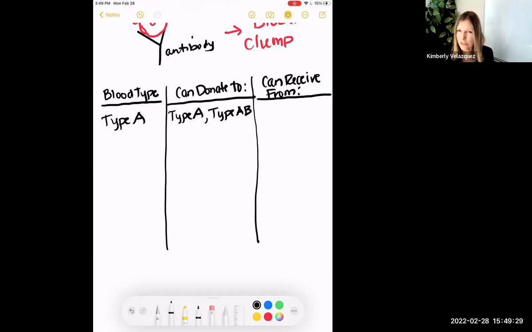Who can type A receive from? Obviously type A. If you're type A, can you get type AB blood? No, you cannot. You would recognize that B marker as being foreign and clump that blood. But who else could you receive from if you're type A? Which blood type has no markers that would make your immune system mad? It's the type O. Everyone can get type O.